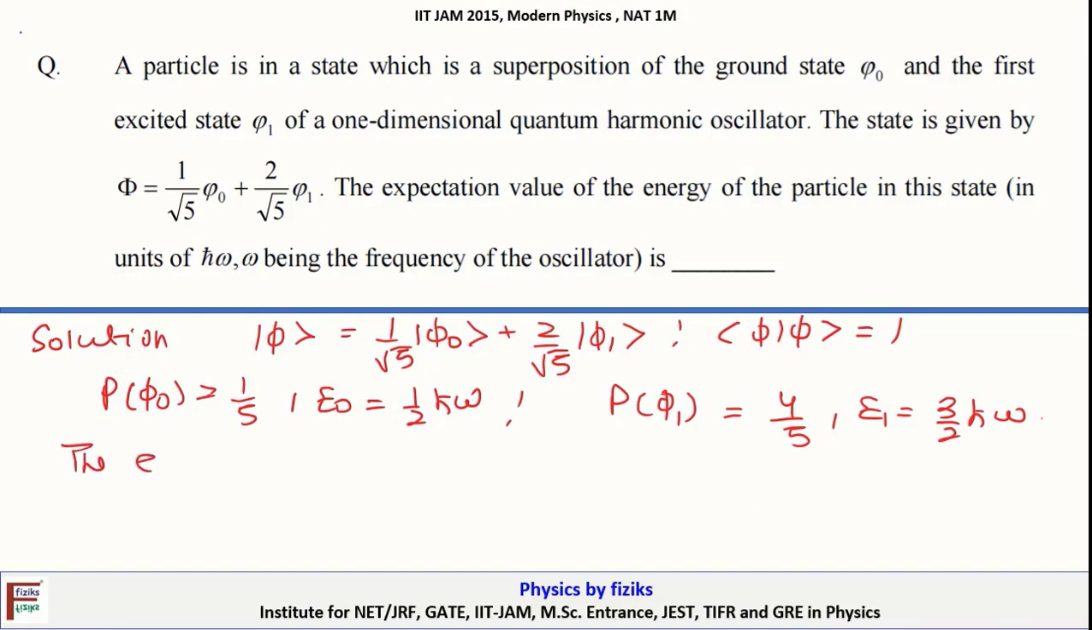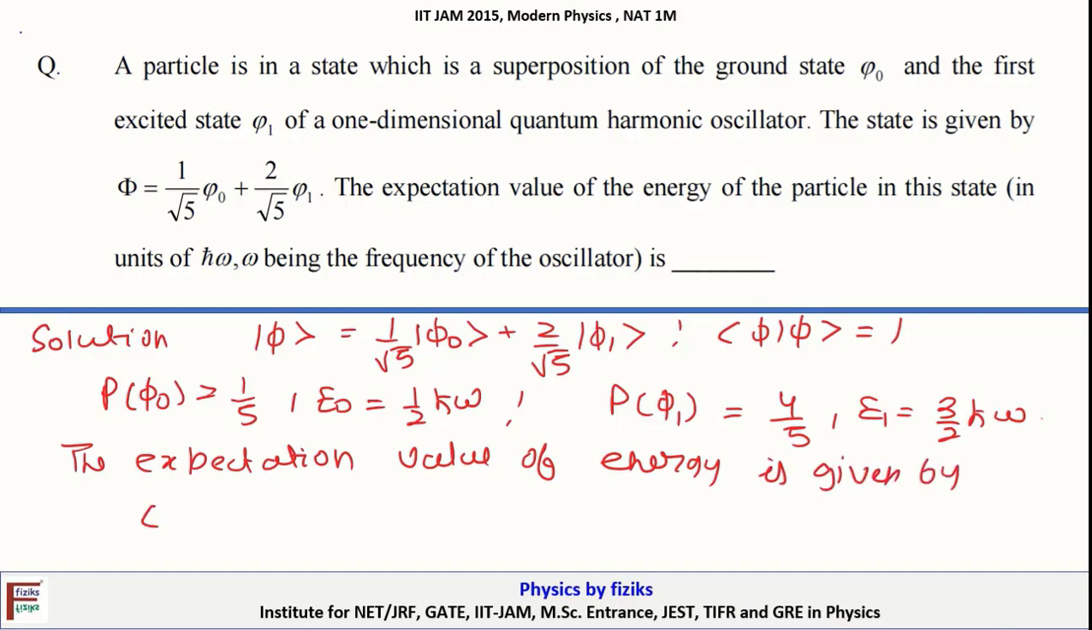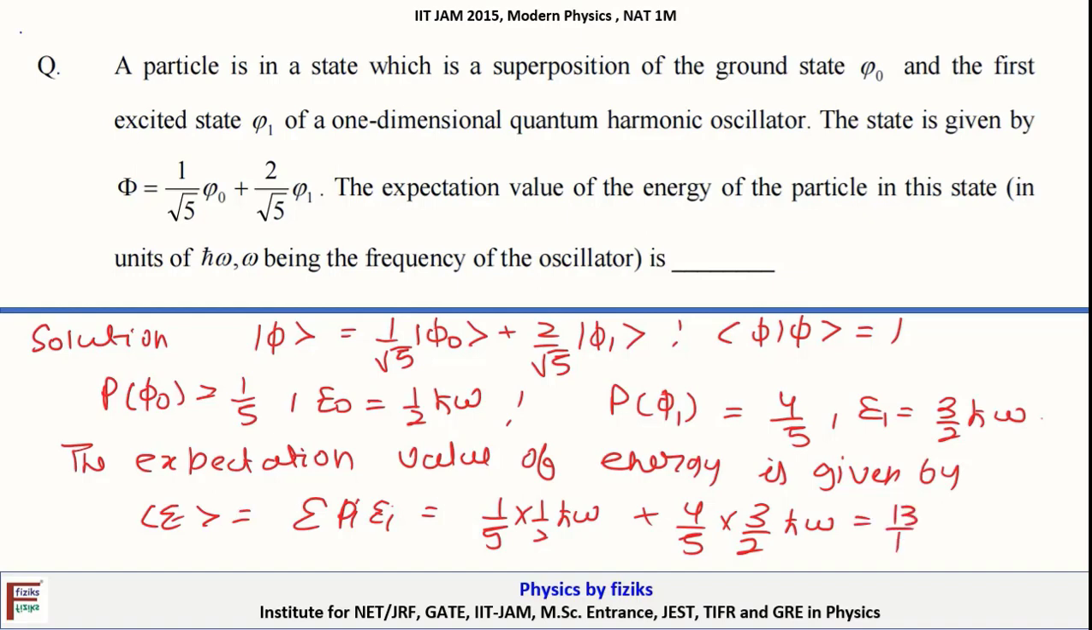The expectation value of energy is given by summation Pi Ei, which equals 1 by 5 into 1 by 2 h cross omega plus 4 by 5 into 3 by 2 h cross omega. That is 13 by 10 h cross omega, 1.3 h cross omega. So the answer is 1.3.